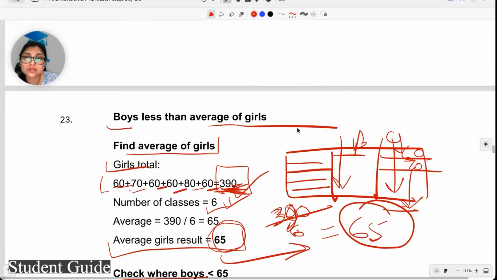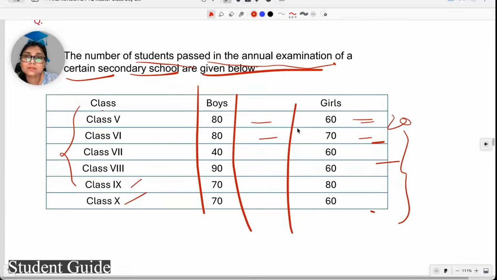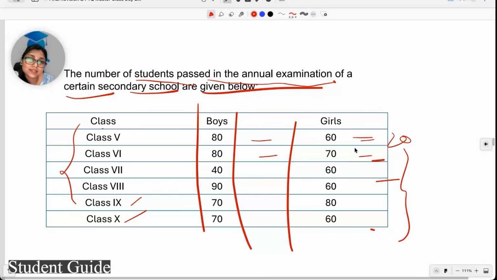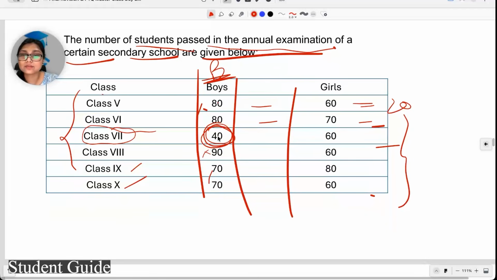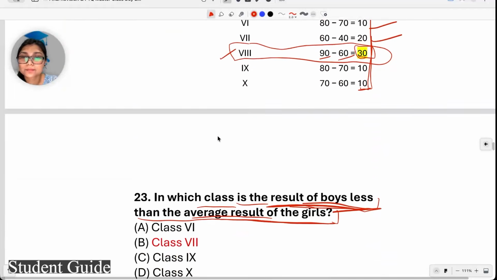So quickly going to the table. Yeah, here is the table. So where can we find less than 65? In this boys column, because the question has asked for less than the girls average. So less than 65 is in here only, not in the others. This is 40, less than 65, and the class is 7. So I think we have that class in the option.